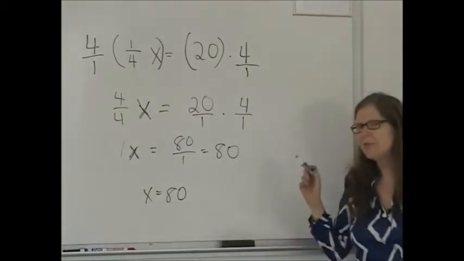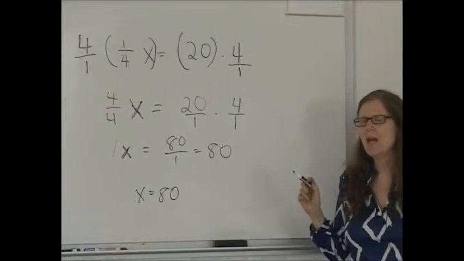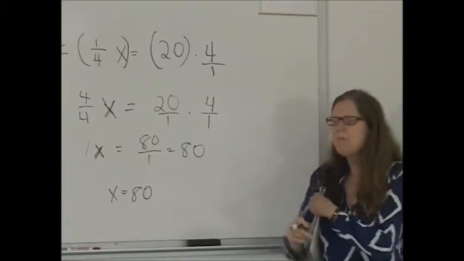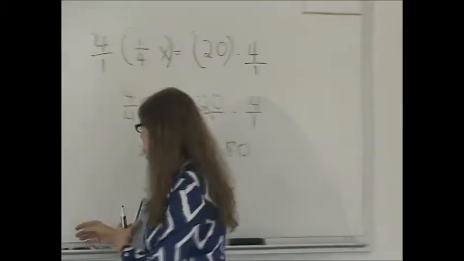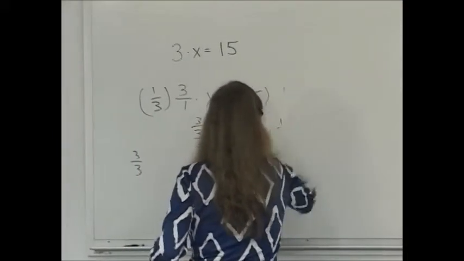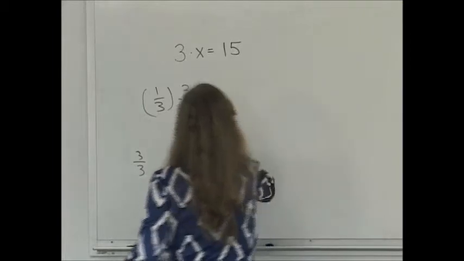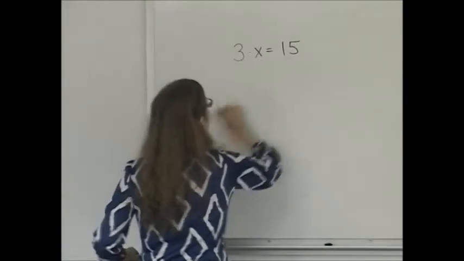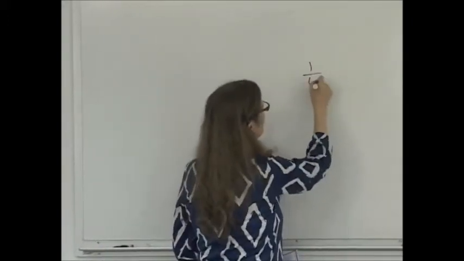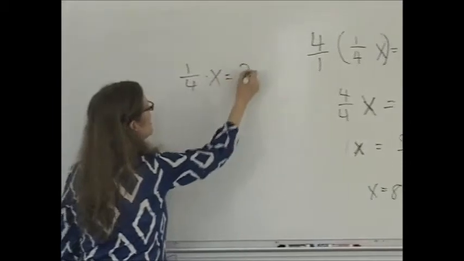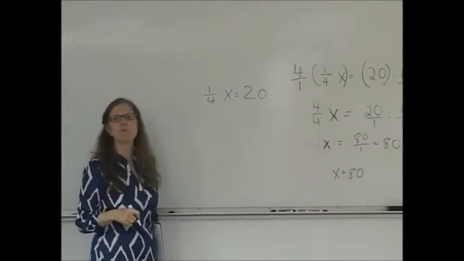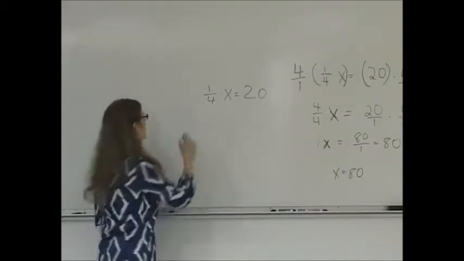Now, in the writing of this out, I had a few choices, and I could have done the presentation of my work a couple different ways. I'm going to go back now and do it another way to show you that I would have gotten the same answer. So my original problem was 1/4 times x equals 20. Suppose instead of saying I multiply by 4 over 1, I just said I multiply by 4.